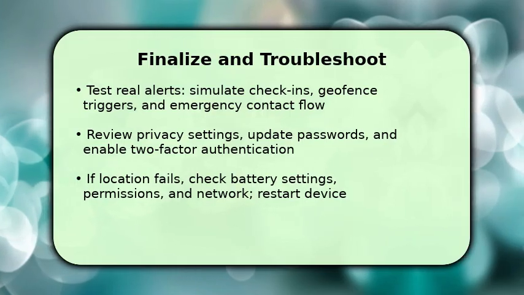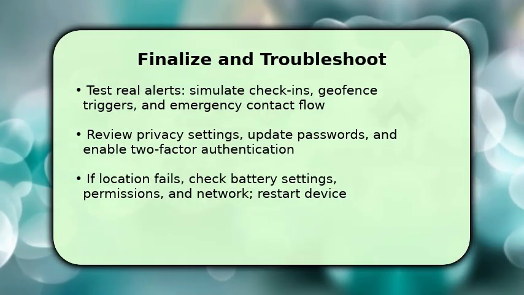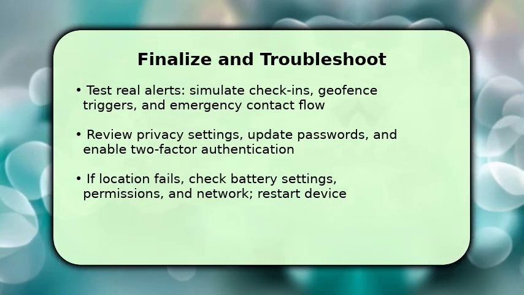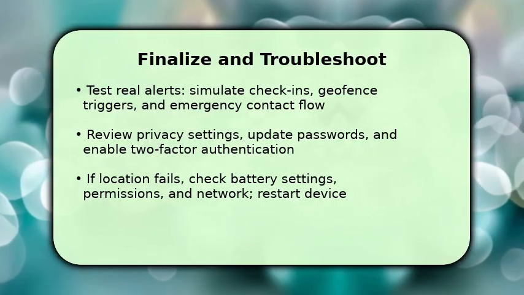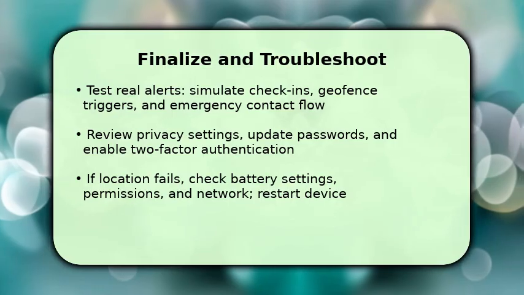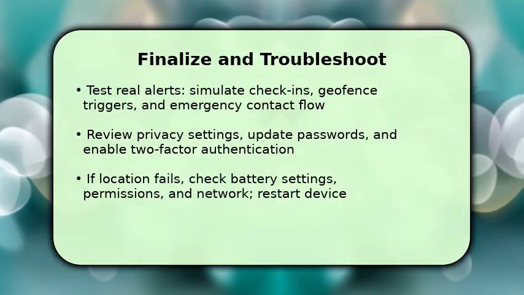If something goes wrong, start with common fixes: check battery saver, background location permission, and network access. Restart the device and reinstall the app if necessary. These final checks ensure reliability and give you one clear troubleshooting step to try first.